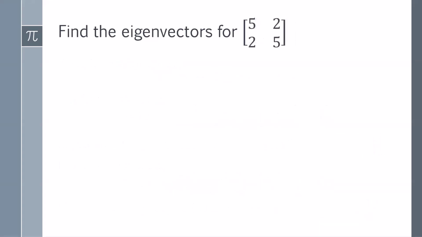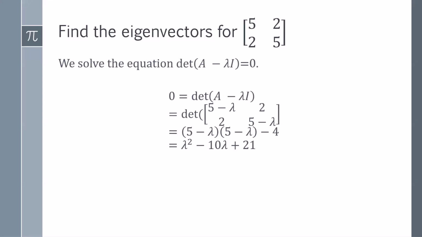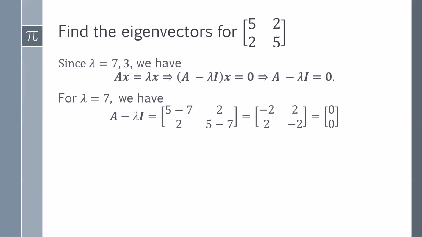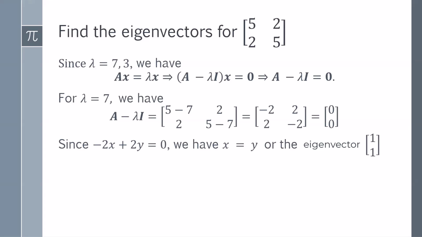Another example. We'll find the eigenvectors for [5, 2; 2, 5]. First, we solve the determinant of A minus lambda I equals 0. The determinant is lambda squared minus 10 lambda plus 21. And so we get lambda equals 7 or 3 by the quadratic formula. So for lambda equals 7, A minus lambda I is [-2, 2; 2, -2], or that x is equal to y. So we get the eigenvector (1, 1).